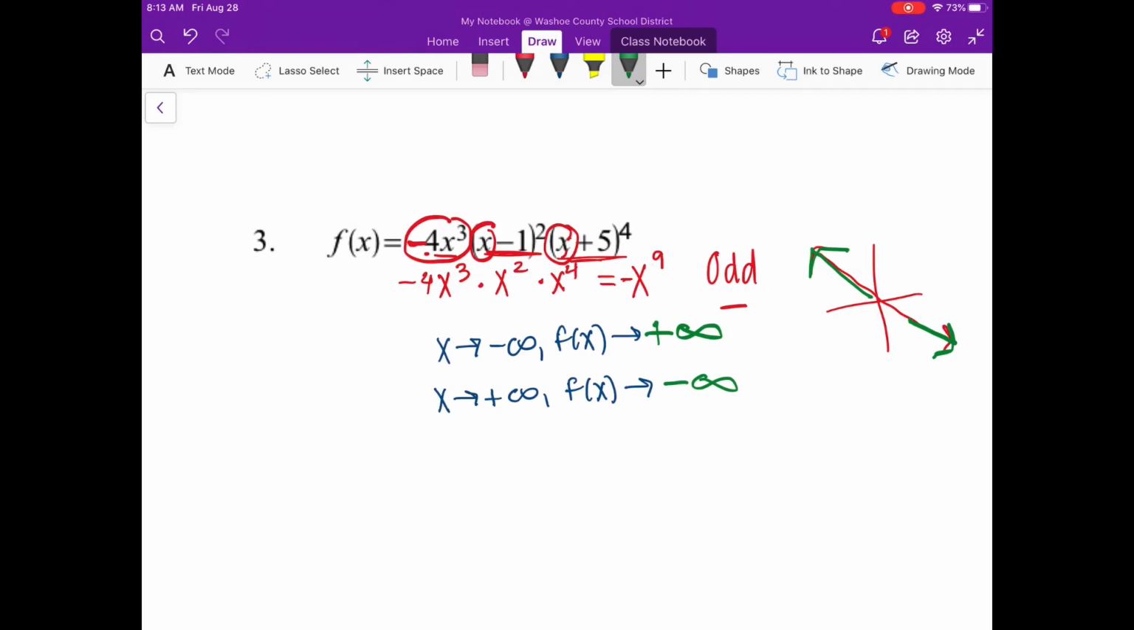So this is the end of the notes for 2.3, both solving those polynomial functions and just knowing what the general graph will look like.